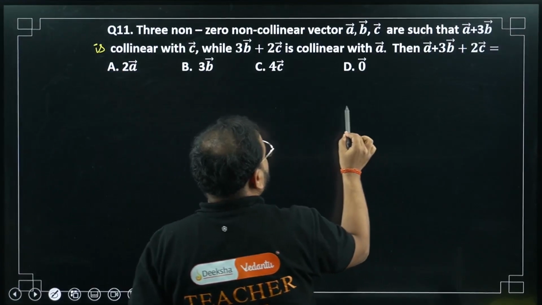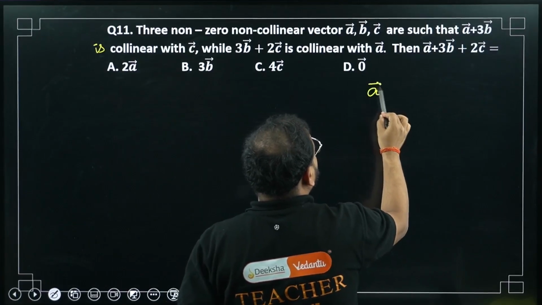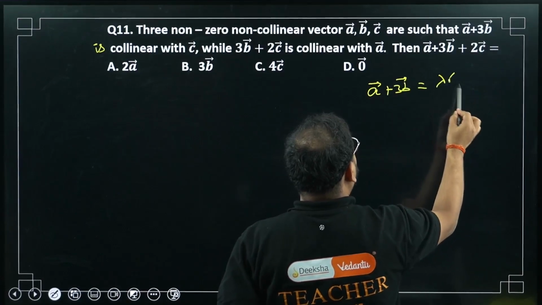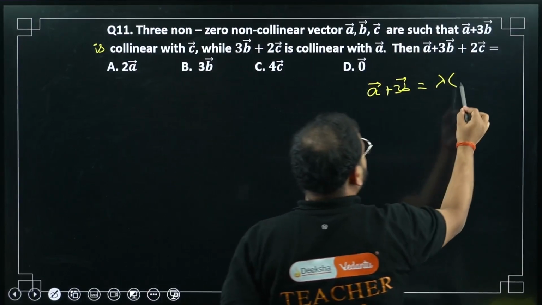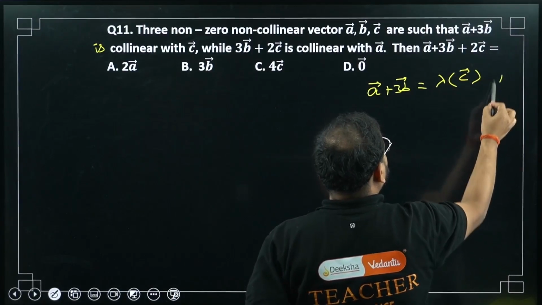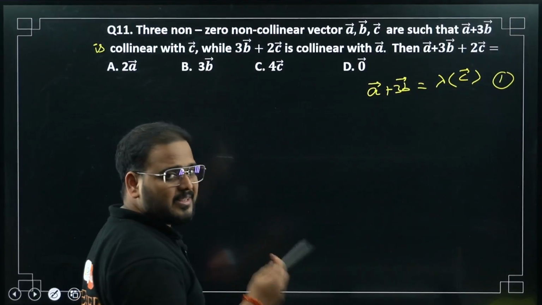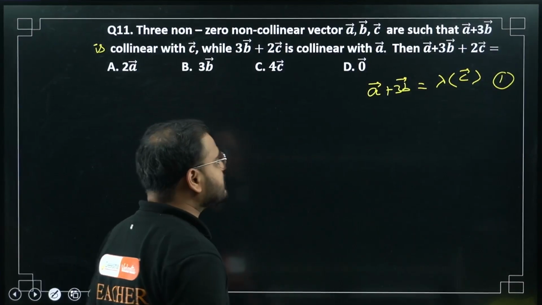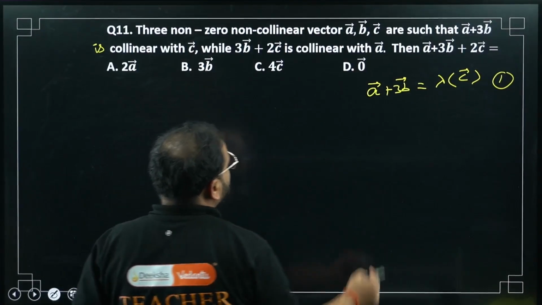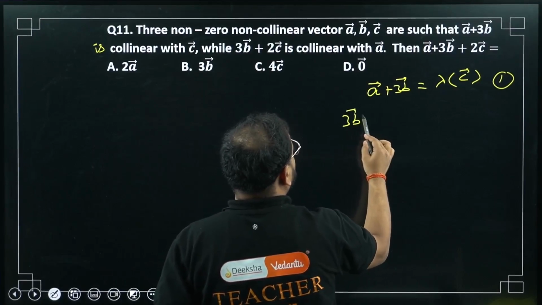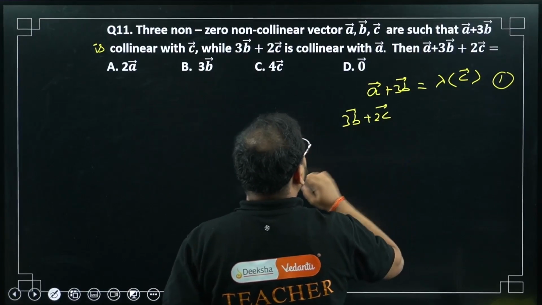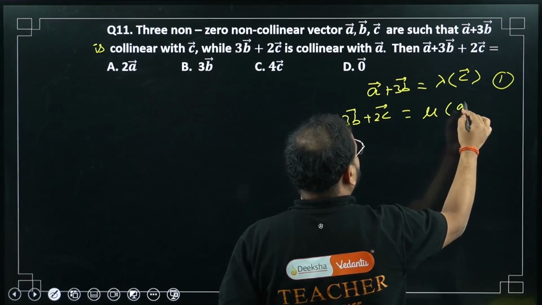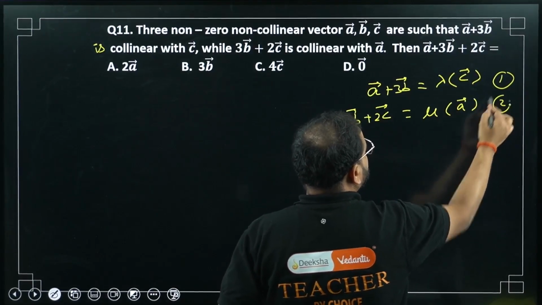Please check. If you remember the collinear property, A plus 3B equals lambda times the vector C. That's my equation 1. That's what it means: A plus 3B is collinear with C means A plus 3B equals lambda times C. While 3B plus 2C is collinear with A, so it equals mu times A. Lambda and mu are my constants.